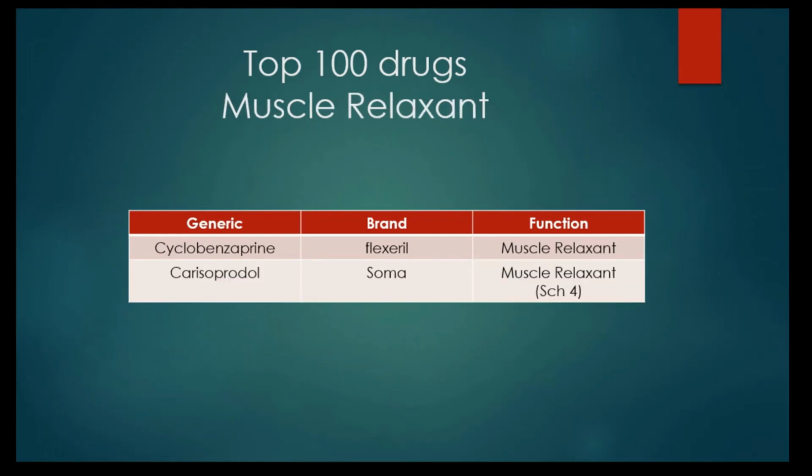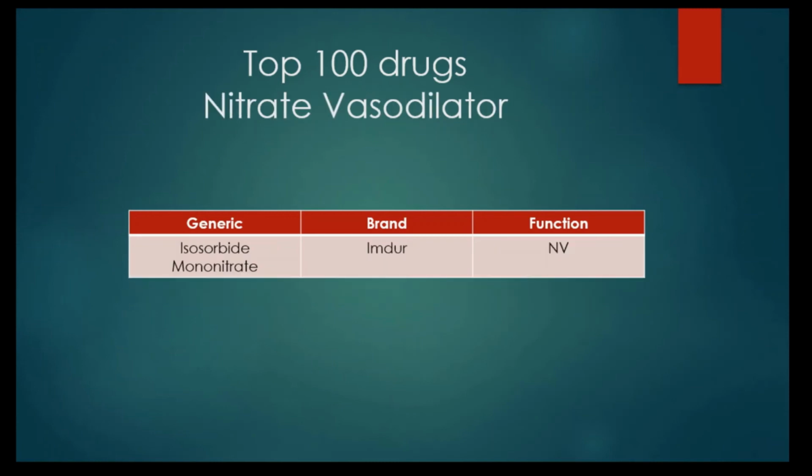And we've got muscle relaxants, drugs such as cyclobenzaprine or Flexeril, and Carisoprodol, which is Soma. Now the Soma is actually a Schedule 4 drug. We've got nitrate vasodilators, drugs such as isosorbide mononitrate. Brand name is Imdur.